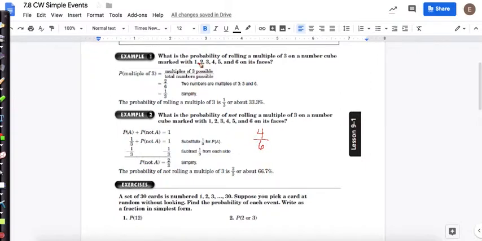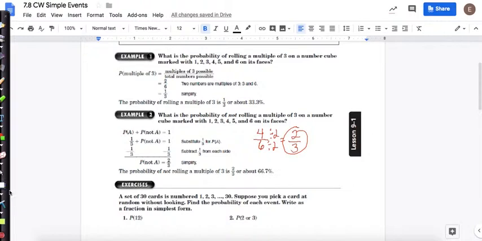So we have 4 out of 6 that would not be multiples of 3, and we could count them: 1, 2, 3, 4. Then we can simplify by dividing top and bottom by 2. 4 divided by 2 is 2, and 6 divided by 2 is 3. So we get 2/3. The probability of not rolling a multiple of 3 is 2/3, or about 66.7%. They did 2 divided by 3, got 0.6 repeating, moved it 2 places to the right, and rounded to the nearest tenth, so 66.7%.